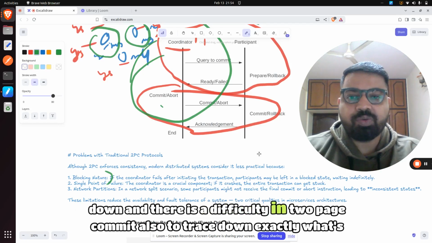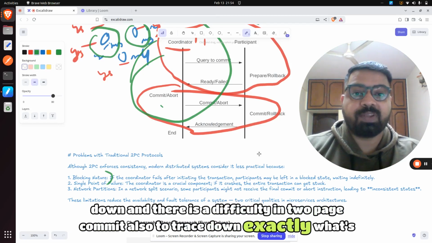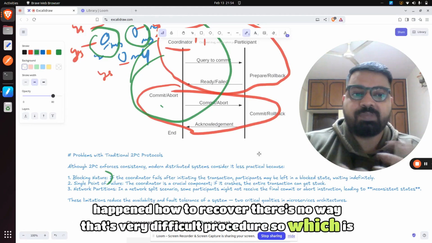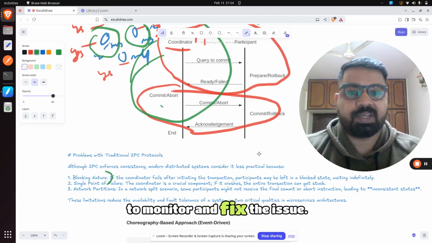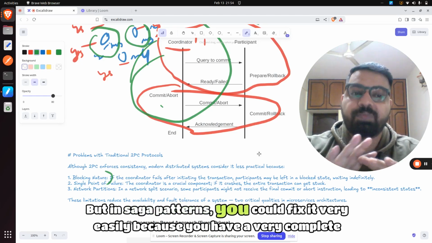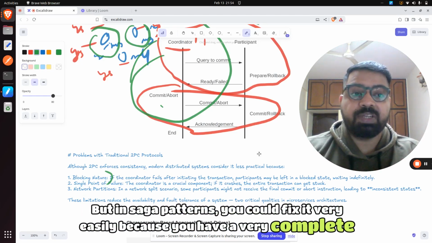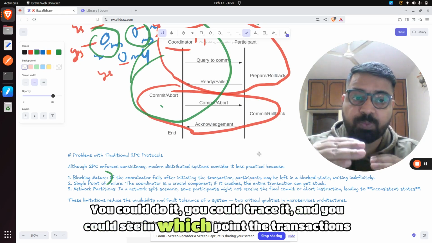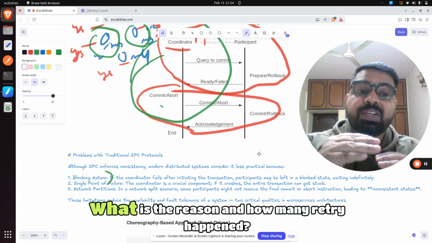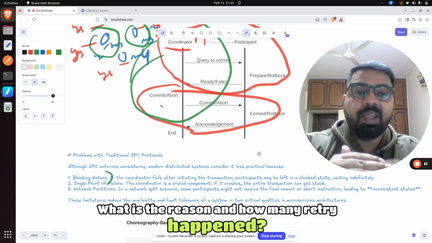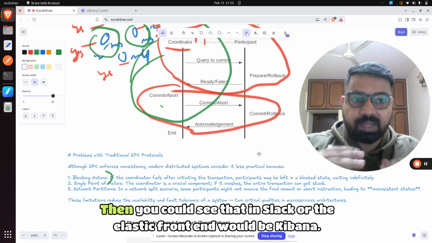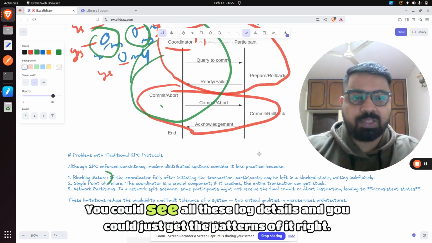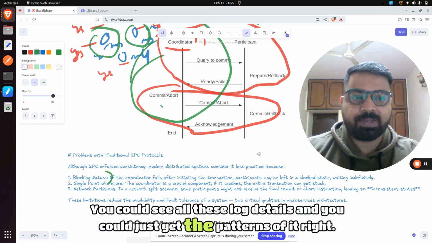And there is a difficulty in two-phase commit to trace down exactly what happened and how to recover. There's no easy way. These are very difficult procedures, very complex to monitor, and that's the issue. But in Saga patterns, you could fix it very easily because you have a complete log. You could trace it and see at which point the transaction failed, what the reason was, how many retries happened, and why it did not succeed. Then you could see that in Slack or the Elastic front end, which would be Kibana. You could see all these details and get the patterns of it, right?